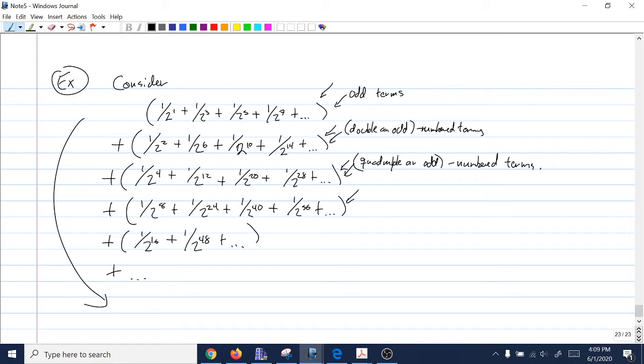I didn't talk about the fact, but note, every number is in here exactly once. Every positive integer can be written uniquely as a power of 2 times an odd. Every number is either odd or it's divisible by 2. Keep dividing by 2 and eventually you'll get an odd.